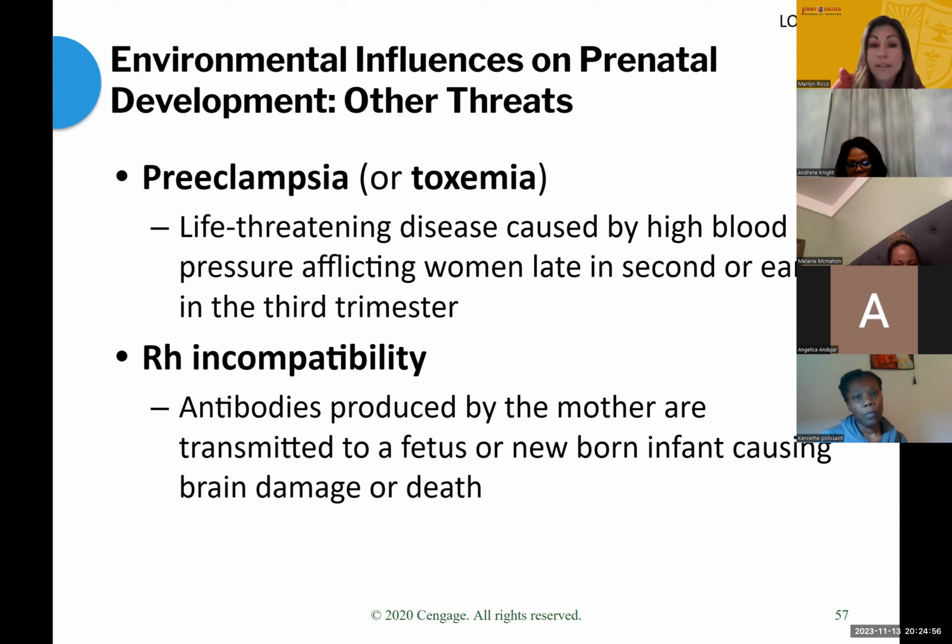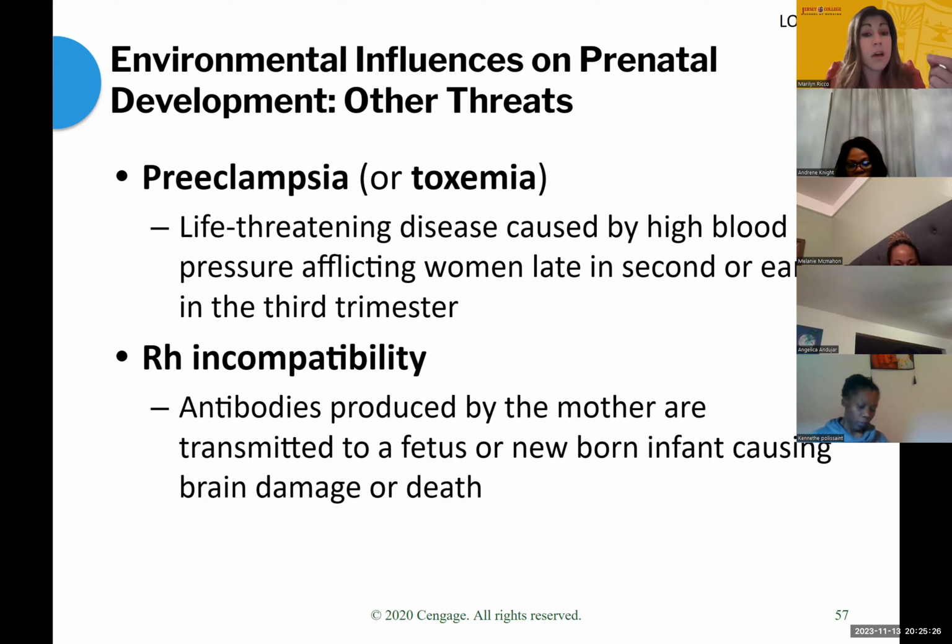Preeclampsia, or toxemia. They both mean the same thing. It's a life-threatening disease that causes high blood pressure, afflicting women late in the second or early in the third trimester. It could happen out of nowhere, and your legs and arms, everything, starts to swell up and it can become toxic. Think about toxemia, toxic. It can be toxic to the mother and can harm or even kill both mom and baby. It can happen right in the middle of the pregnancy, and then they suffer from it throughout, and the doctor will put them on bed rest and monitor them. Or it could start right as they're about to give birth.